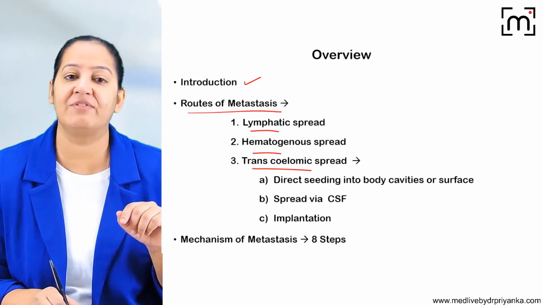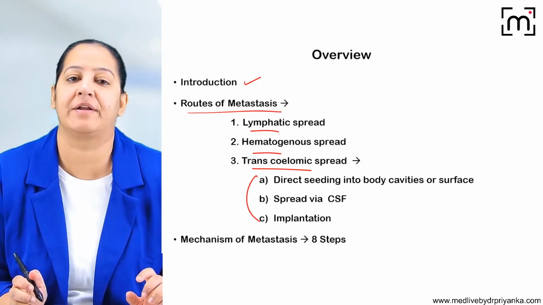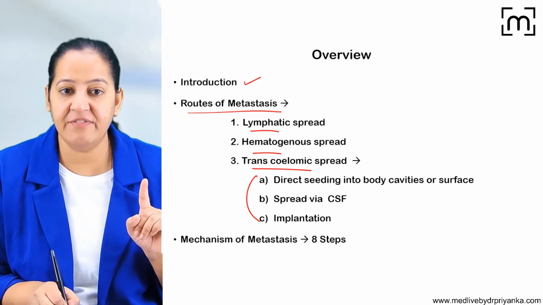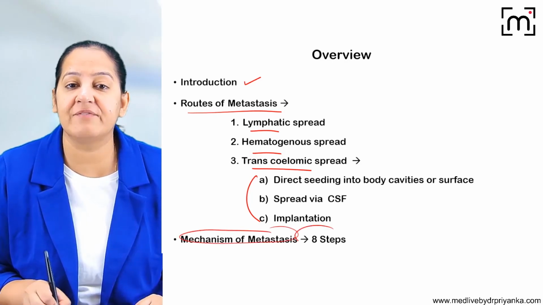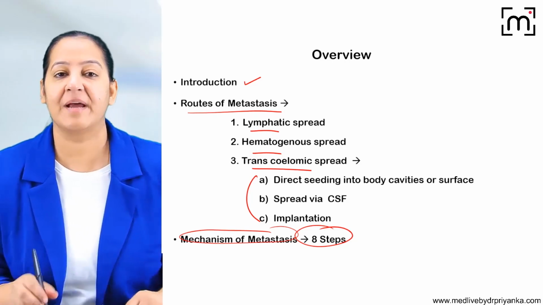In the transcoelomic spread itself, there are three different routes. So we will be understanding all three ways. And finally, we will see the mechanism of metastasis, in which I will tell you the 8 steps with the help of the videos. So without wasting any further time, let's start it.